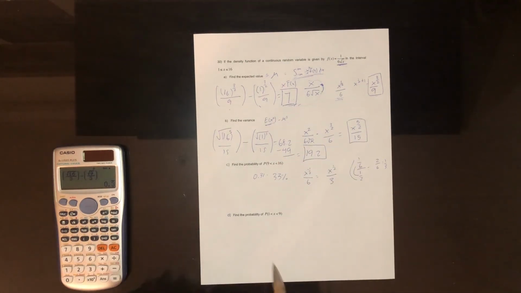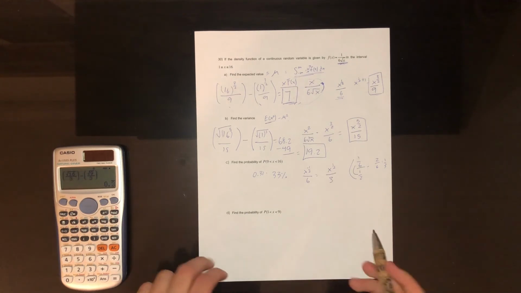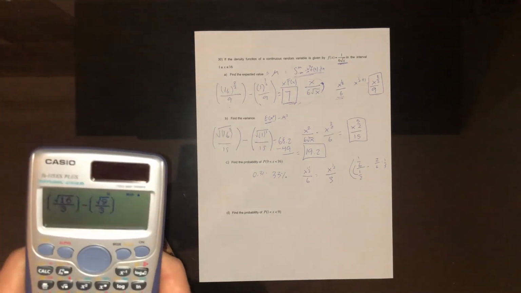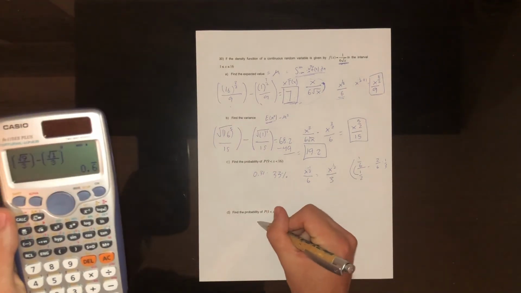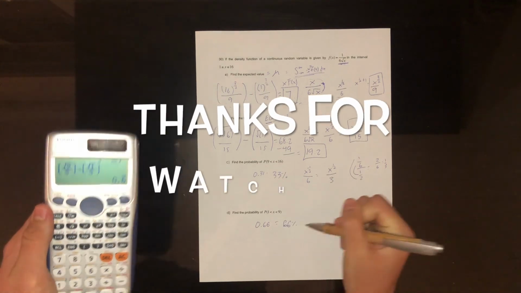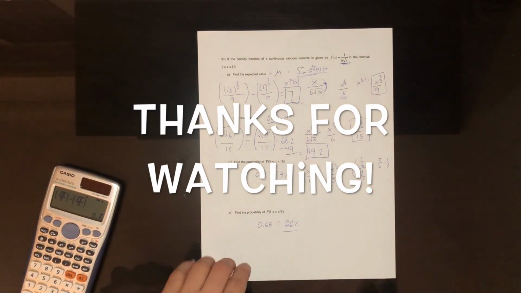And we do the same for the last one, but with 1 and 9. So we plug it in the calculator, and it is 0.66, which is equal to 66%. So that is all you need to know. Thank you.